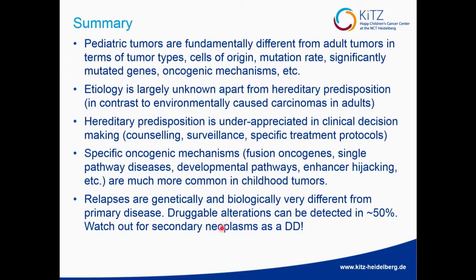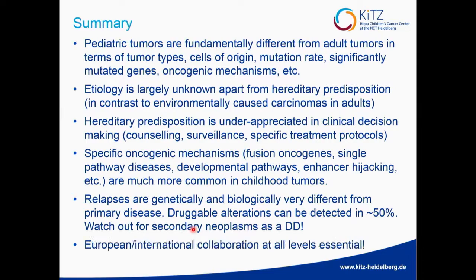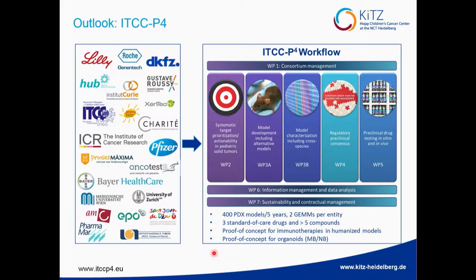We definitely can say that relapses are fundamentally different from primary disease and definitely it is not appropriate to extrapolate what we give to the patient at relapse from the genetics or the biology of the primary tumor. We can detect druggable alterations in quite a high proportion of patients. Caveat is given for secondary neoplasms as differential diagnosis. And finally, since all of these are really rare, it's really essential to collaborate internationally about these very rare diseases. This I want to stop.